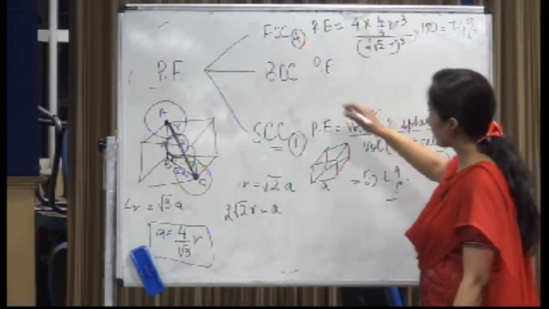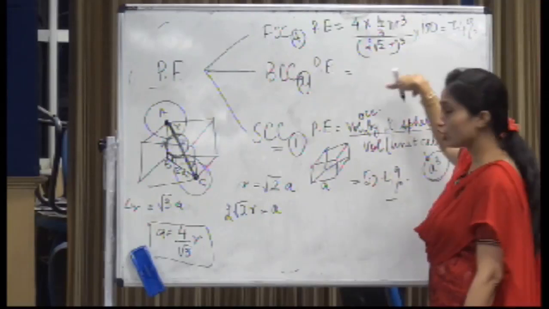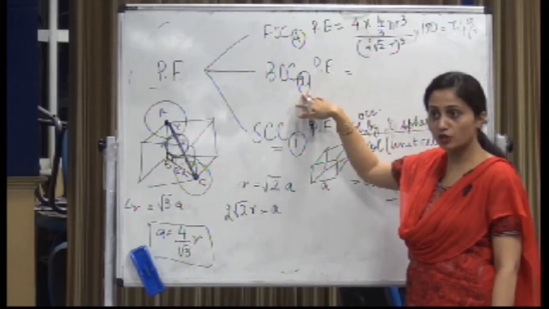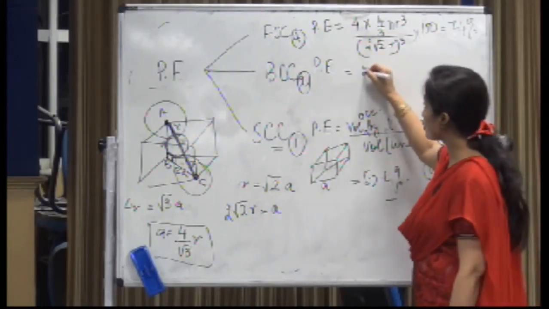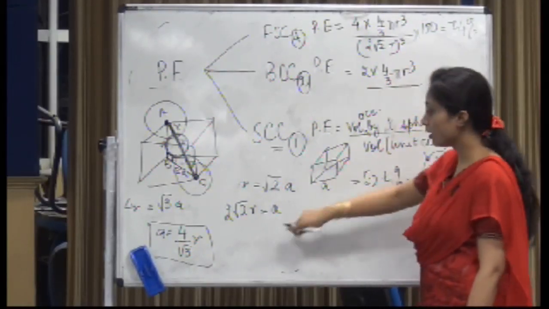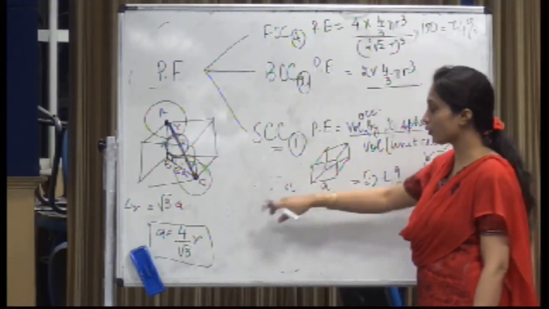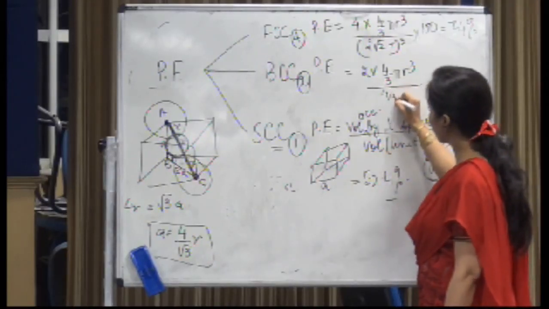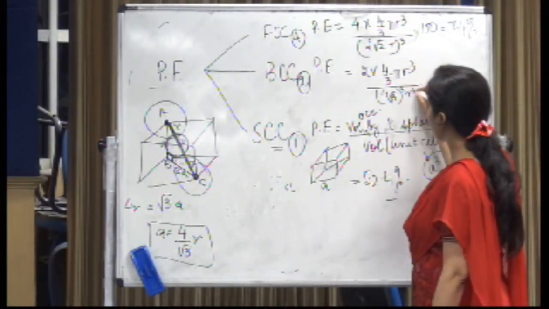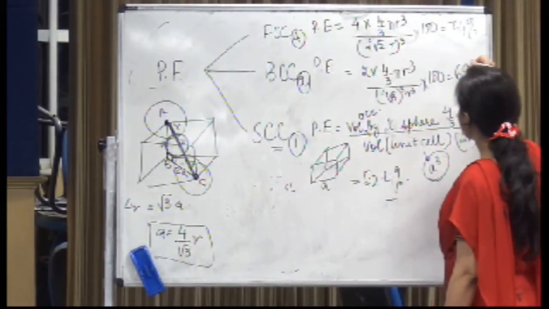Okay, so when I move on to the BCC, the packing efficiency will now be, what will be the numerator? The volume occupied by 2 spheres, because the number of atoms per unit cell for body centered cubic unit cell is 2. So that means 2 into 4 by 3 pi r cube upon A cube, and what is my A? 4 by root 3 r. So that becomes 4 by root 3 whole cube into r cube. Then r cube gets cancelled and you can easily calculate it to be 68%.